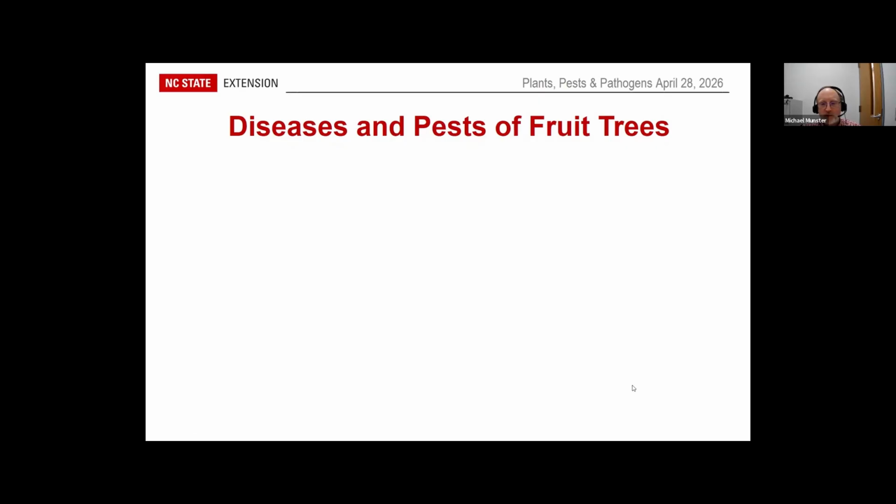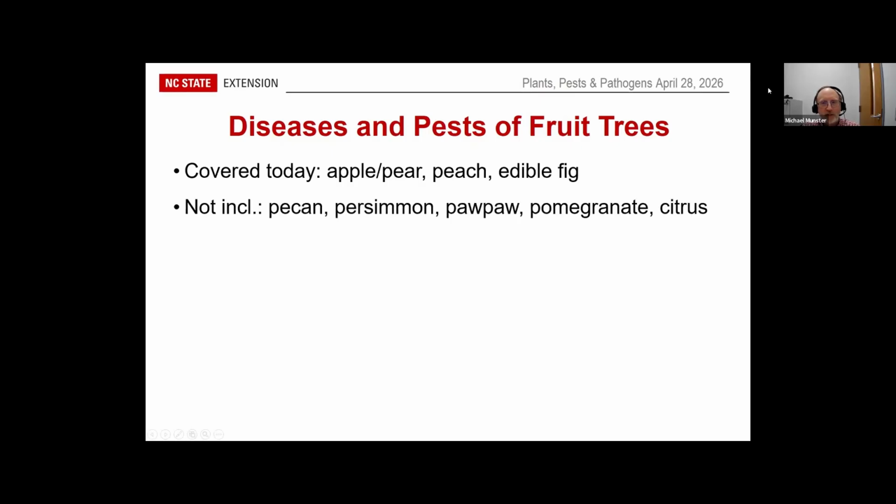So we first want to set the scope here of what to expect from our conversation today, which is going to be a long one because it's a big topic. We're going to limit ourselves to apples and pears, to peaches, although these would probably apply to nectarines as well, and to edible figs. Those would be the four fruit trees that we're going to be focusing on today. So those of you who are all excited about pecans, persimmons, papaws, pomegranates, other P things, and citrus, which of course are our patio fruits, we will not be covering those today.